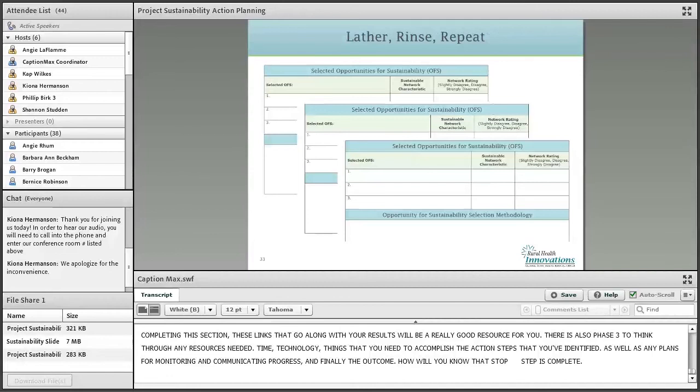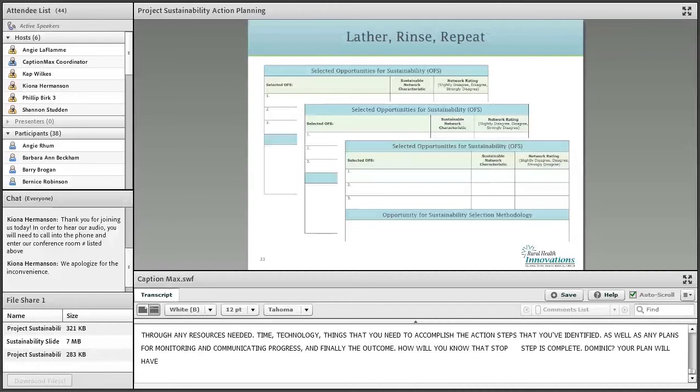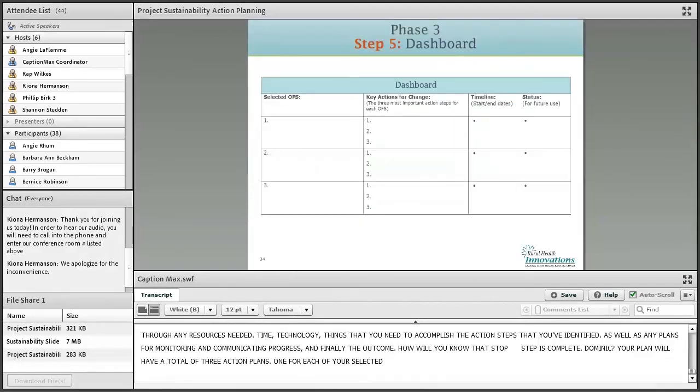And then this process gets repeated for the other 2 opportunities for sustainability. So as we said before, your plan will have a total of 3 action plans, 1 for each of your selected opportunities for sustainability.